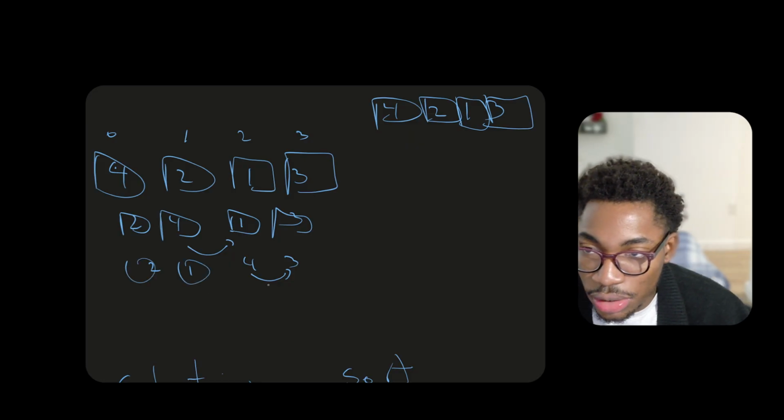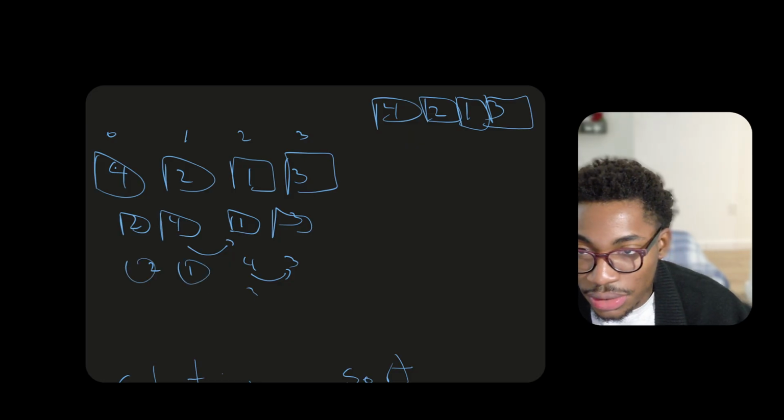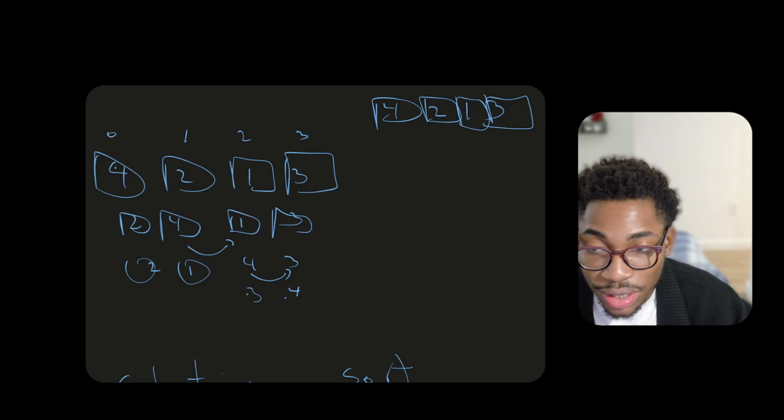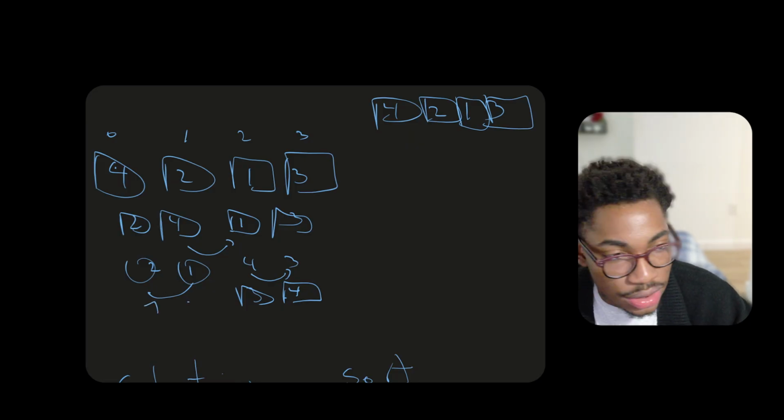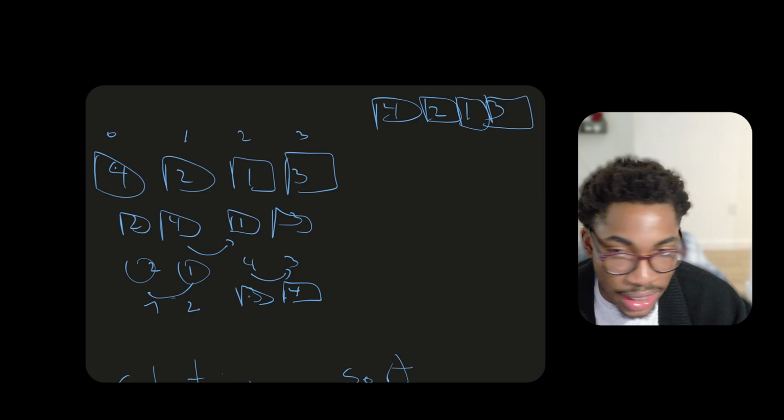But now we also have a problem. You can see that we have to check the 2 because now 2 is greater than 1. Remember, we're going this way. So now we have to check: 2 is greater than 1? Yes. Therefore it's going to be 1, 2, 4, and then 3.